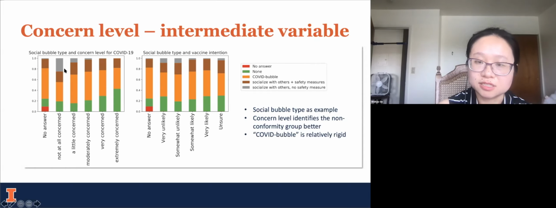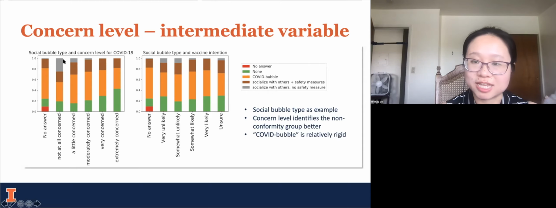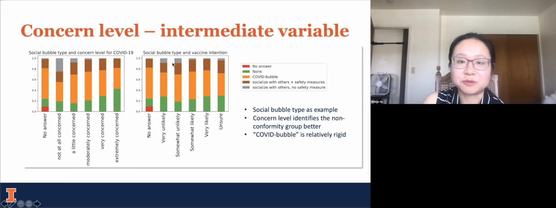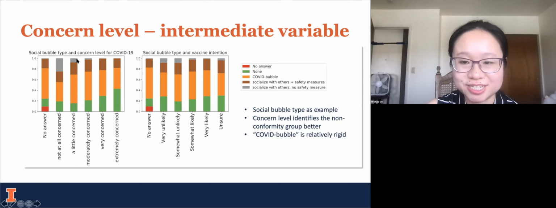Also notably, the people who are a little concerned or somewhat unlikely to take the vaccine have approximately the same proportion of people who do not want to take any social safety measures when they are socializing with a lot of people. So that means this population is also very dangerous.